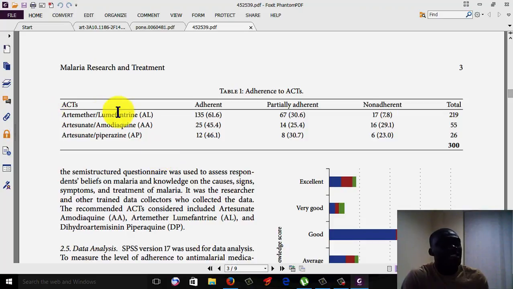You may not have even decided to ask which particular drug the person is using, but the fact that you are seeing somebody using it here, AL, AA, AP, it may interest you that in your questionnaire you provide a space where you'll actually be picking the particular drug that the persons are interested in.